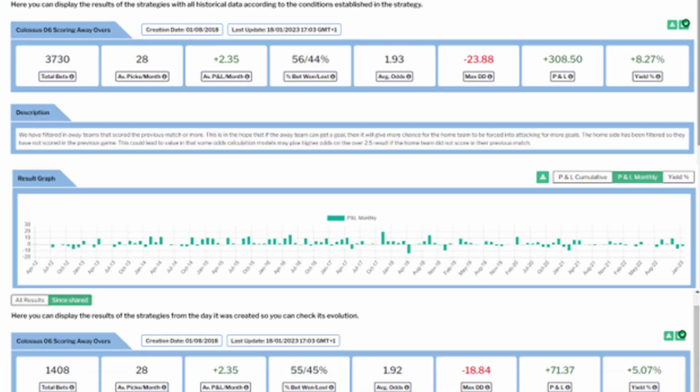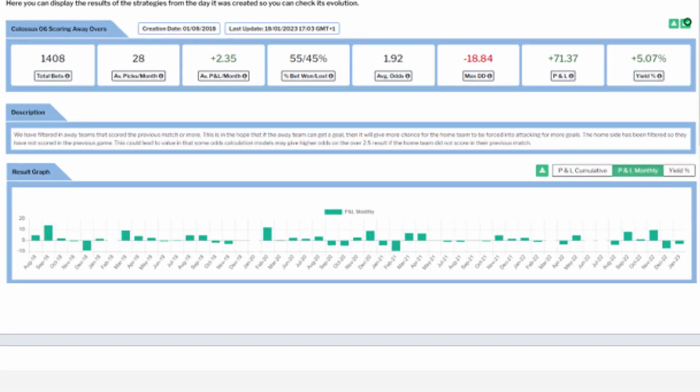And then the chart underneath, that's the since created, the since shared data. So this was created 4 years ago. So here there's 4 years of data. So we can see how it actually performed in real life with new bets. And there it's made 71 points profit with a 5% yield. And I think a 5% yield is very good for a betting strategy, for a long-term betting strategy.